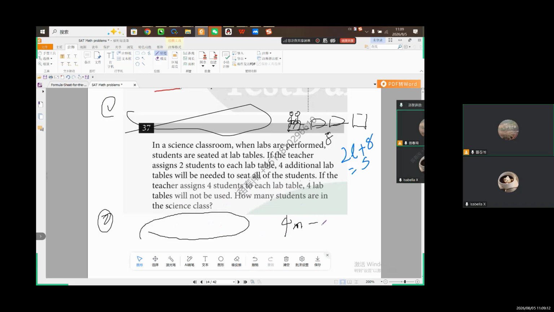So I have 4M minus 16, right? Wait, why is it minus 16? Oh, because 4 times 4, since 4 tables are not used. Can we keep the variables consistent? Sure, so it's L. Okay, so now they can equal each other, right?